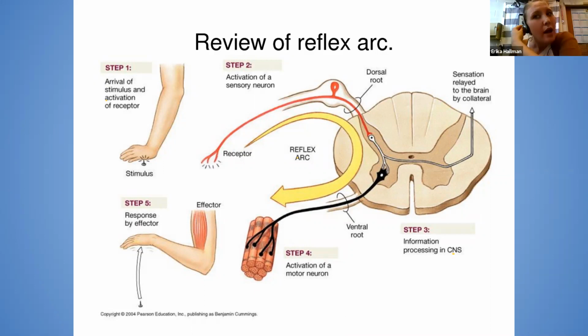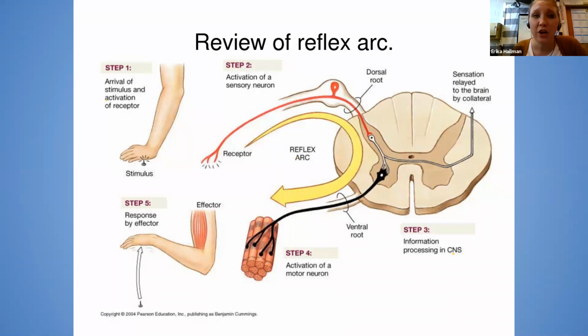So it would take a lot of time for my brain to receive that signal, think about it, and then decide to contract my biceps and lift up my hand. So reflex arcs are evolutionarily designed to be really quick reflexes, so we don't have to think about them and we will end up not harming ourselves as much.